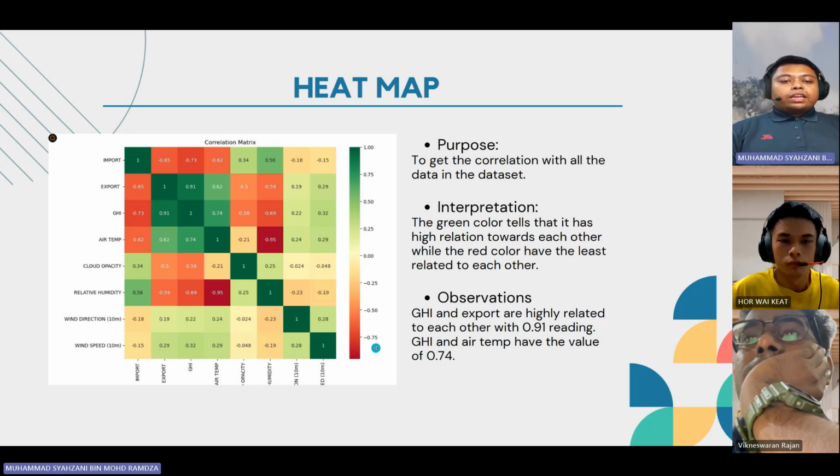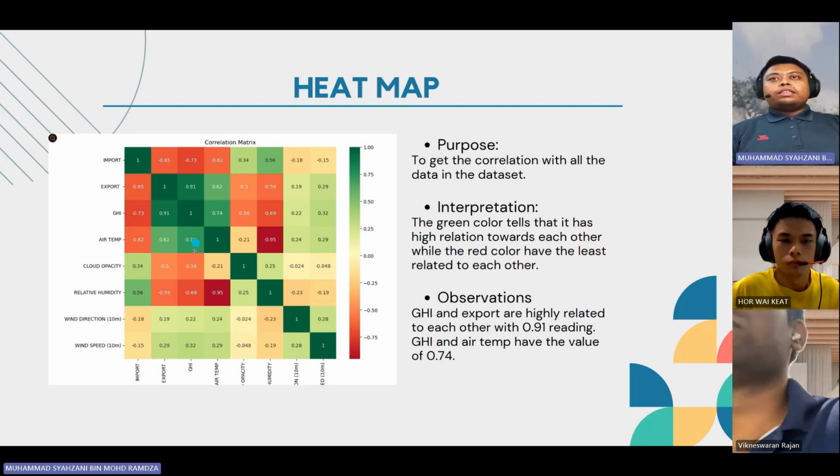We can observe that GHI and export have the highest correlation. The second highest correlation is GHI and air temperature. Based on the heat map and correlation obtained, we have decided that the target variable would be the GHI.